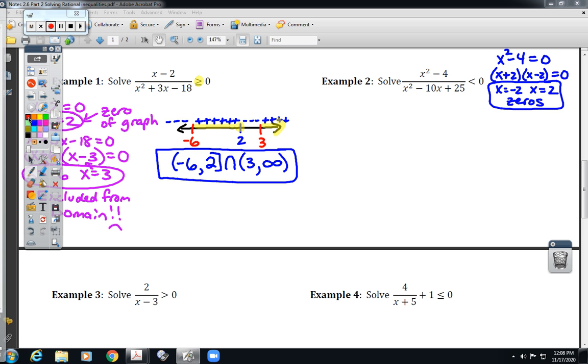Okay? Then we look at the denominator, because that's not allowed to equal 0, so we ask ourselves, when is x squared minus 10x plus 25 equal to 0? Yeah, that factors into x minus 5 times x minus 5, or x minus 5 quantity squared, which means that we have a non-included value of x equals 5 with a multiplicity of 2. Okay? So this value is the value that is excluded from domain.